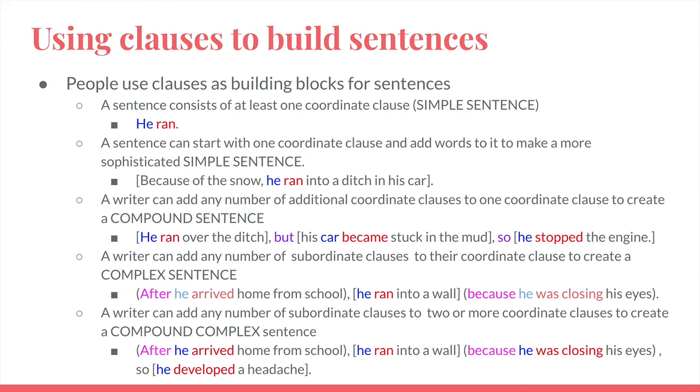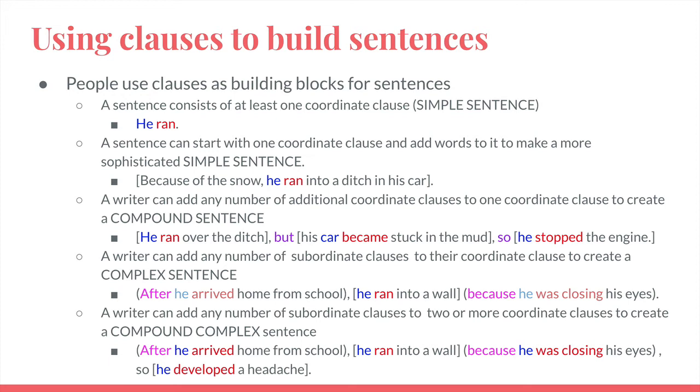A sentence consists of at least one coordinate clause, which is called a simple sentence, like he ran. But a sentence can start with one coordinate clause and then add some random words to it to make a more sophisticated simple sentence, like, because of the snow, he ran into a ditch in his car. Now, there is only one subject and predicate in that entire sentence. Because of the snow does not contain a subject and a predicate, so it's not a clause. It's just a group of words at the beginning of the sentence, and into a ditch in his car is just additional description.